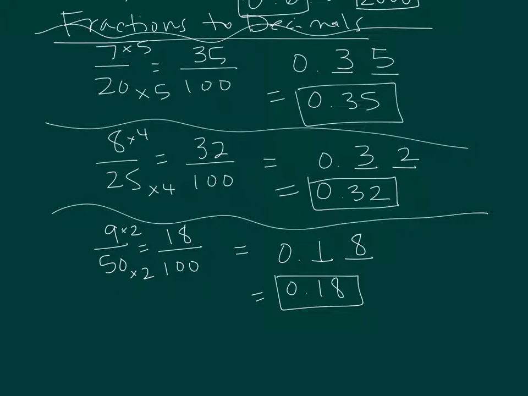So the rule is if the denominator goes into 10, 100, or 1,000, put the last digit in that place and fill the other numbers in. So we put the last digit in that place, in the hundredths place, and we filled the other digits in. The 32, the 2 in the hundredths place, fill the other digit in. 35, the 5 in the hundredths place, fill the other digits in.